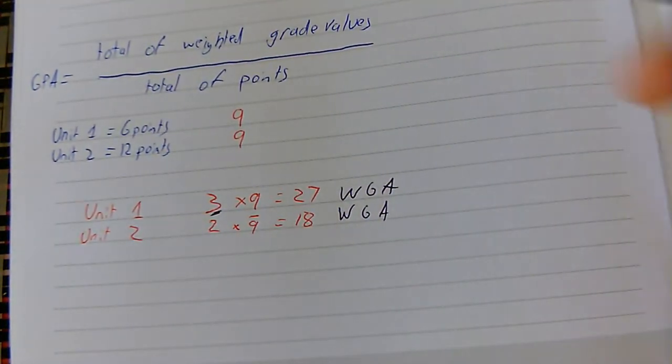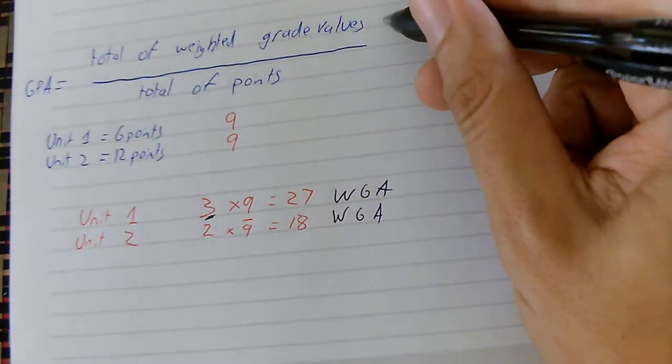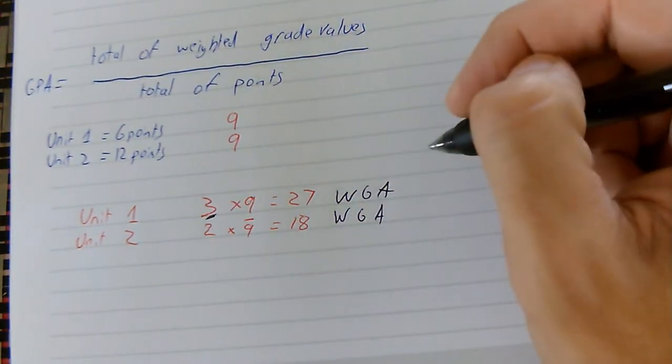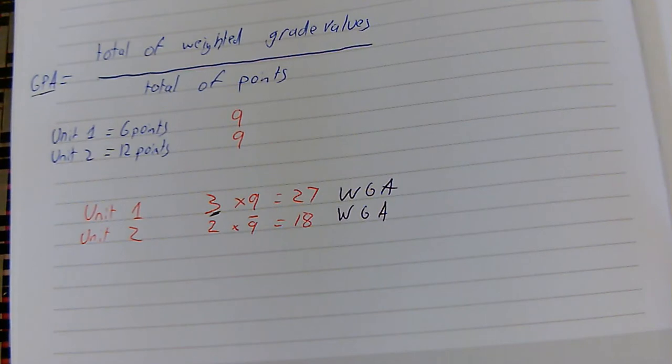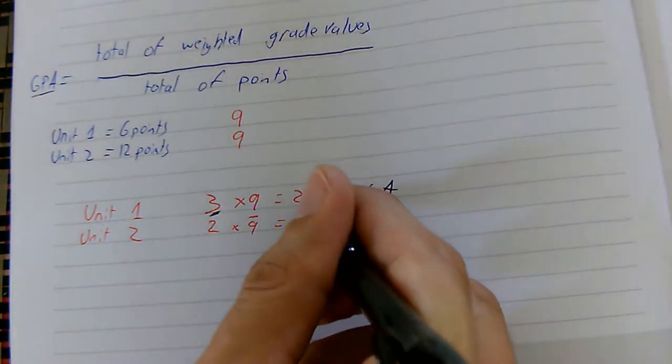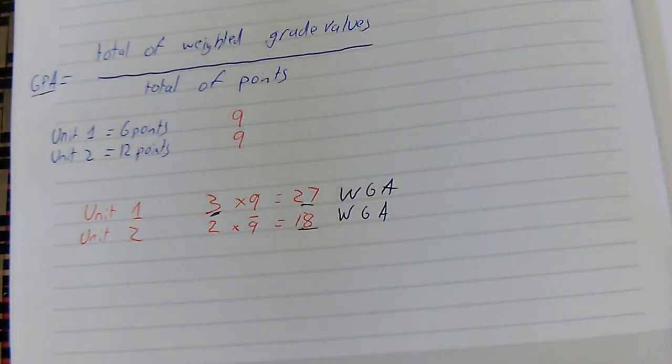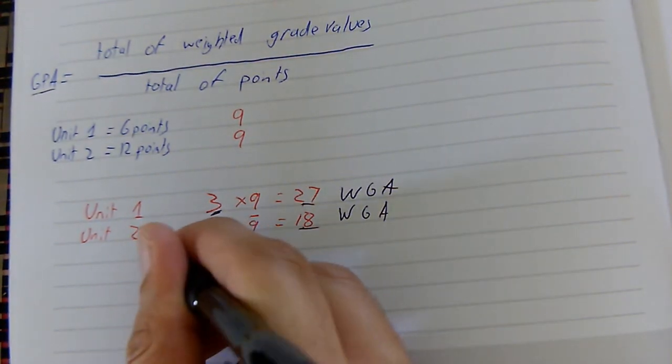But remember that the total of weighted grade values needs to be divided by the total of points to get us our grade point average. So we need to get our total of weighted grade values, which are these two numbers here, 27 plus 18. You can put that into your calculator and you'll get the answer 45.